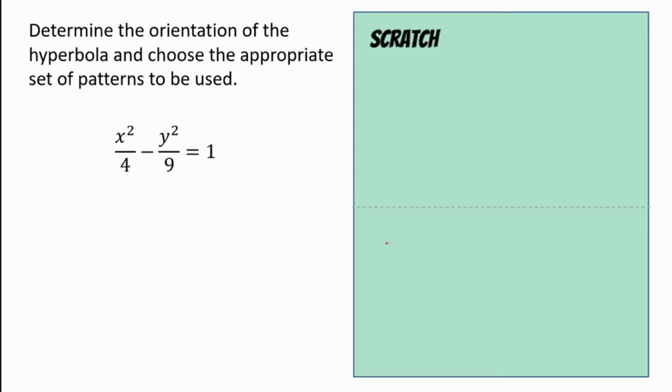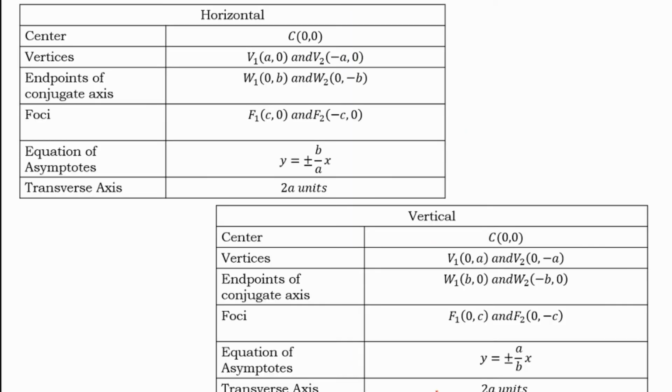Determine the orientation of hyperbola and choose the appropriate sets of pattern. Here, we just look at which term is on the left. Because the term on the left tells us which orientation we will use. The same is true for which term is positive. For example, in this equation, the positive term is x. Therefore, it gives us an idea that this is horizontal. We have two patterns, horizontal pattern and vertical pattern.